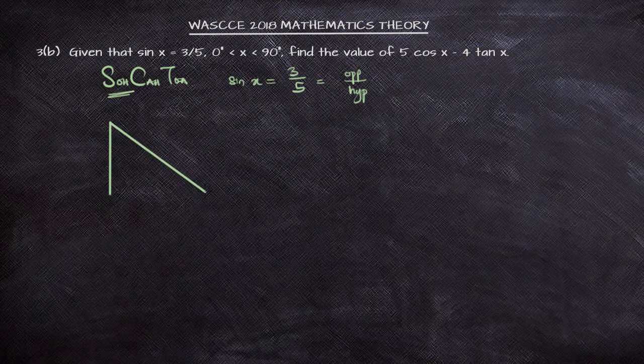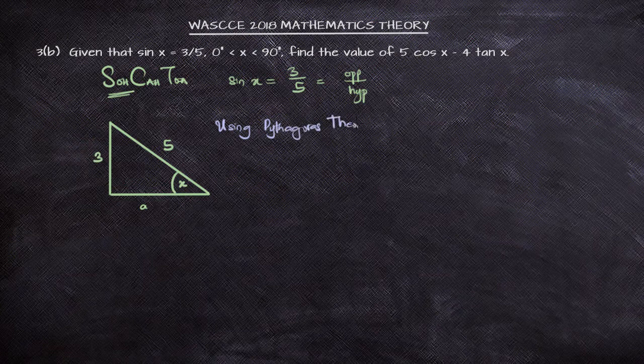If we draw this particular triangle and label it appropriately, this is angle x. The opposite to it is 3, and the hypotenuse is 5. We don't know the adjacent, so let's call it A. We can use Pythagoras Theorem to find the adjacent. The hypotenuse squared, 5 squared, will be the opposite squared plus the adjacent squared.